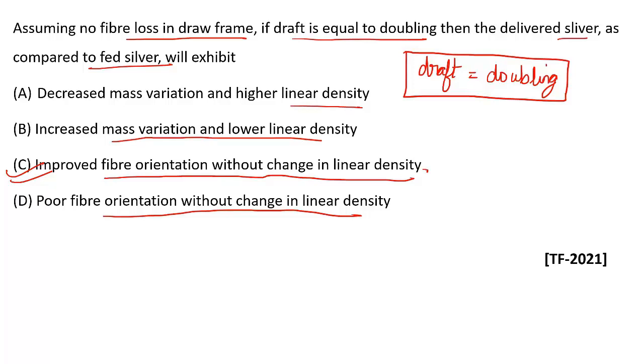So this was also a theoretical question, but you need to know the basics of the draw frame and combing process. What is the role of drafting and doubling process? So the drafting is multiplied, whereas the doubling is divided. If you have solved the numerical type of questions of drafting and doubling, then I think it is very much clear to you. Now coming to the next question that says that.